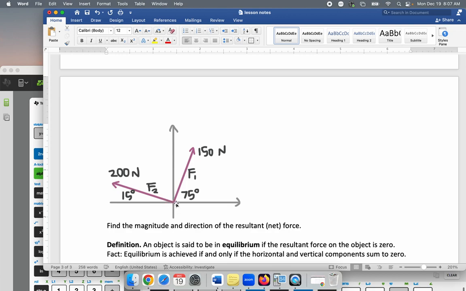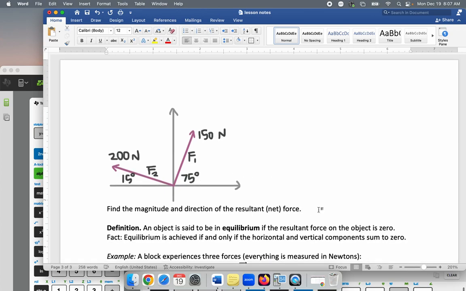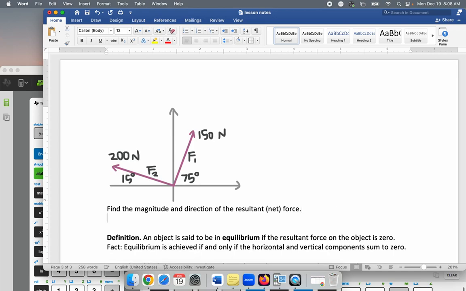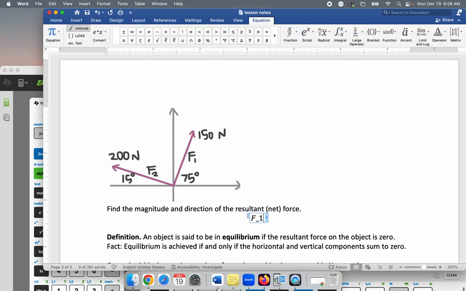We know how to add vectors when they are written in terms of their horizontal and vertical components. So what we need to do to combine these two forces is resolve them into their horizontal and vertical components. So let's go ahead and do that. So F1, and I'm going to do this quickly. I'm not going to write out the whole formula, okay?